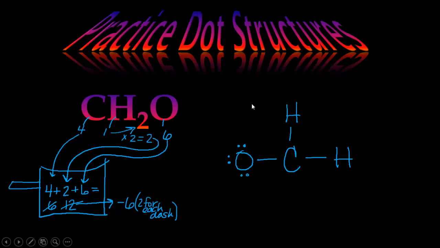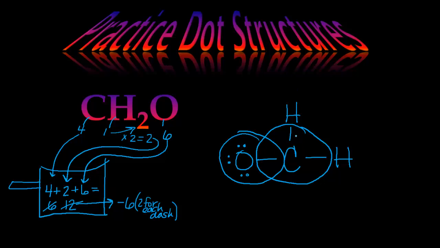The last thing I'm going to do is make sure everything has an octet. So H is an exception. It's good, and the other H is good. Oxygen, since it's sharing these electrons, has 2, 4, 6, 8 electrons. So oxygen is good. Carbon has these electrons. So it has 2, 4, 6 electrons. Well, that means carbon still does not have its 8 electrons.